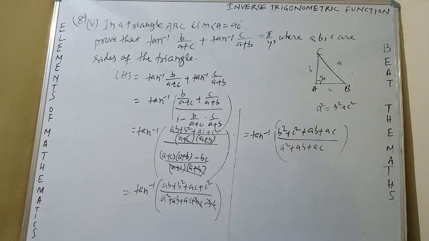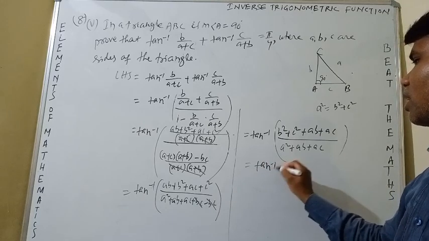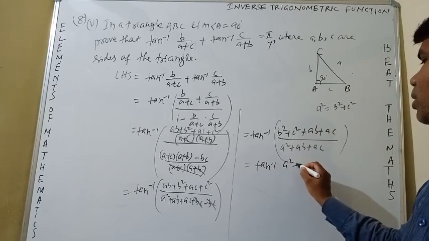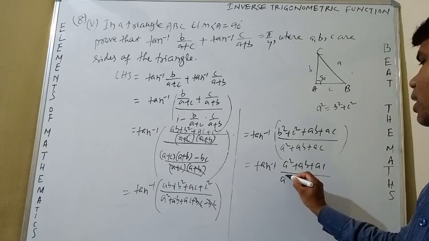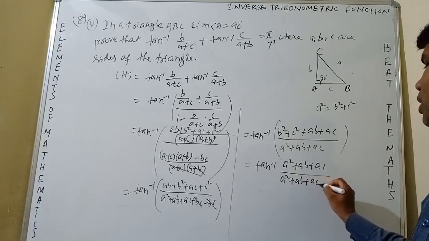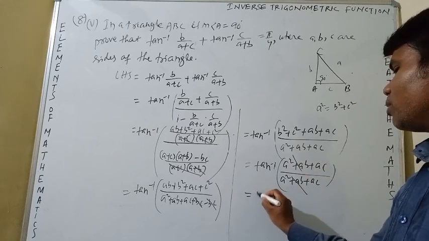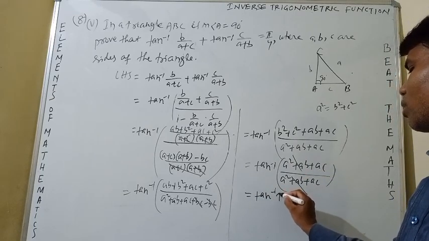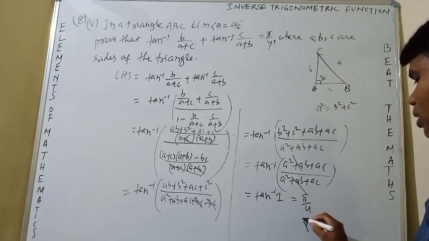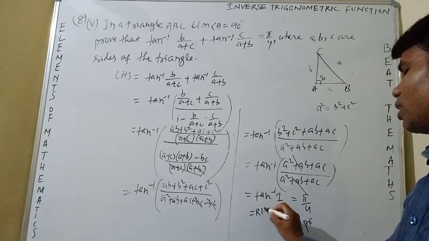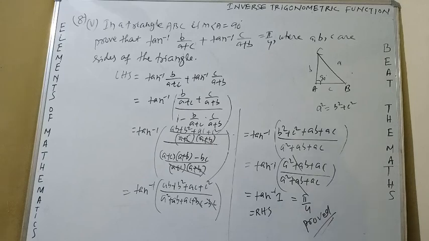Okay, b square plus c square is equal to how much? a square. b square plus c square is equal to a square, plus ab plus ac divide a square plus ab plus ac. These two will cancel out. Is equal to tan inverse 1, is equal to how much? Pi by 4. Is equal to RHS, proved. Pause the video, note it down.